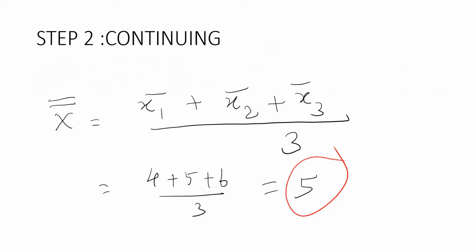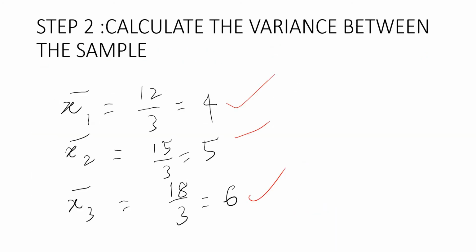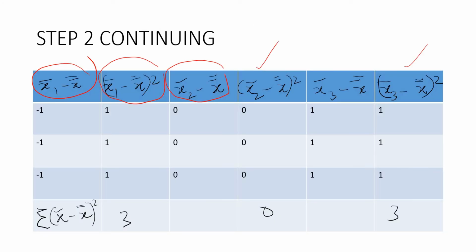See, you have x double bar is 5. X1, what is x1 bar? 4. That is 4 minus 5, it is minus 1. So since we have 3 rows of data, this minus 1 we need to repeat. So we are repeating 3 times. Its square becomes plus 1 because we have 3 rows of data, 3 observations in the rows.